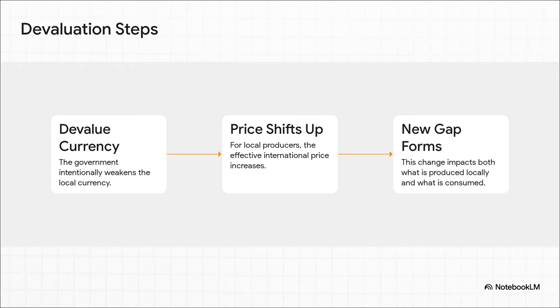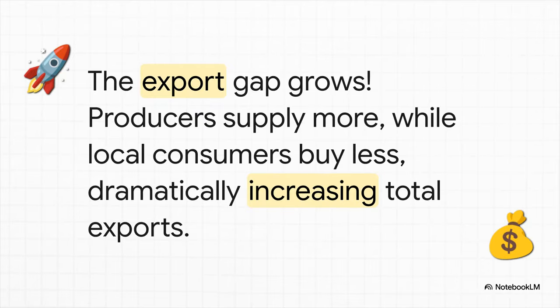So if you're a producer, it feels like the international price just got a huge shot in the arm. And on our graph, that means we're pushing that price line even higher. And just look at what happens. It's a double whammy. That higher effective price makes producers want to supply even more stuff. But it also makes that same stuff even more expensive for people back home, so they buy even less. You see what's happening? Both of these things work together to make that export gap way, way bigger. We're talking more exports, which means more foreign cash flowing into the country. Boom!